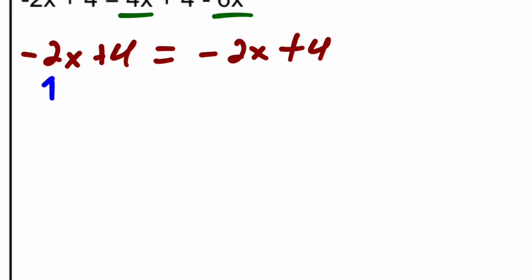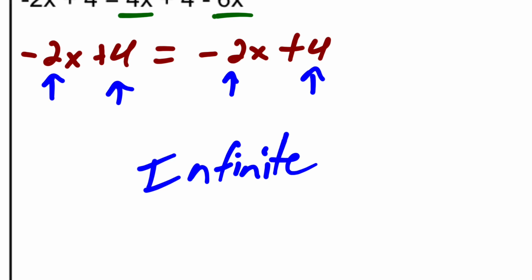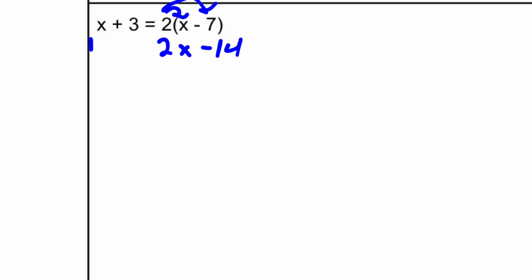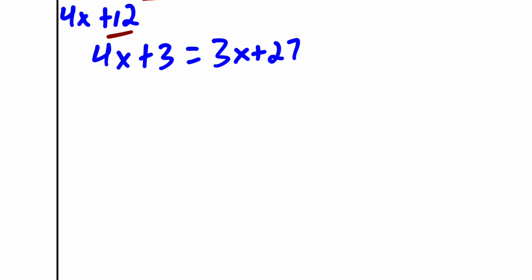Next up, the x terms are the same. There's a negative 2 in front of both of them. The numbers are also the same. Because everything is the same, that means there's infinite solutions. Here I see 1x and 2x. They're different. That means I'm going to solve it for one solution. So I'll come back to this one. Same thing here. I have 4x and 3x. So there's going to be one solution. I'll come back and solve this one.